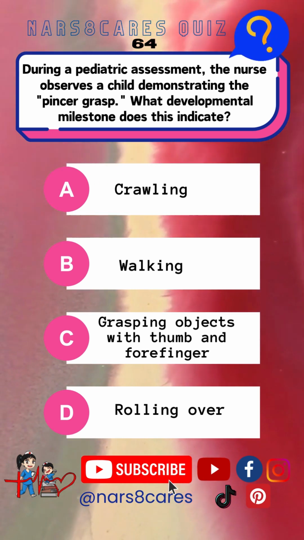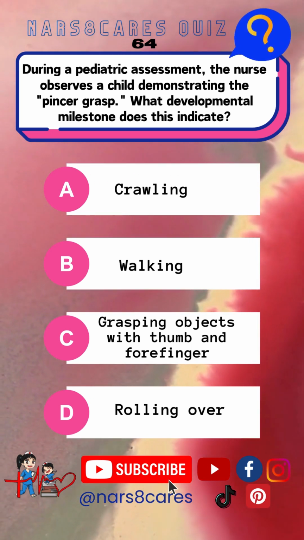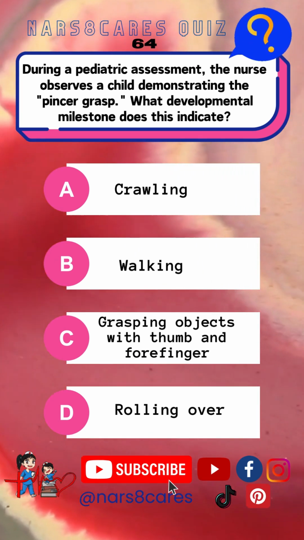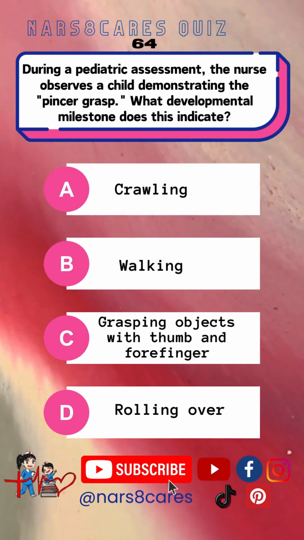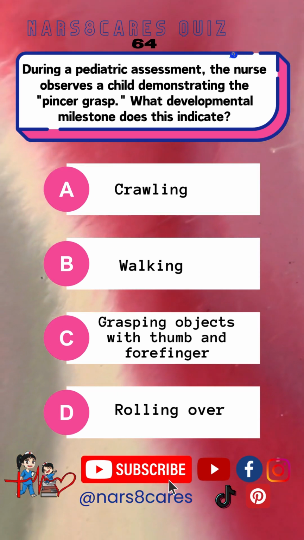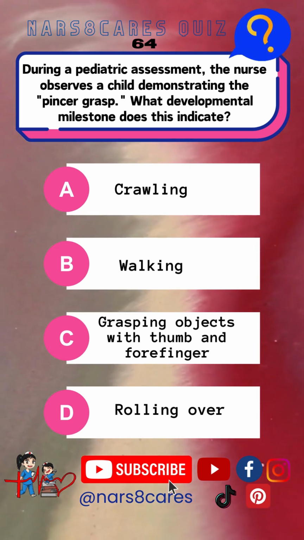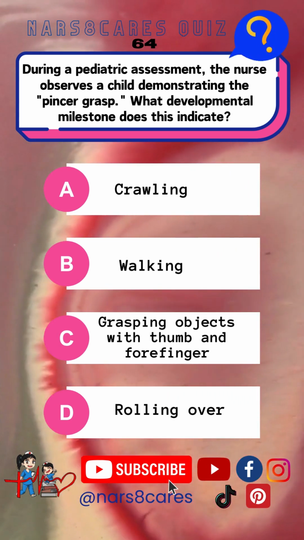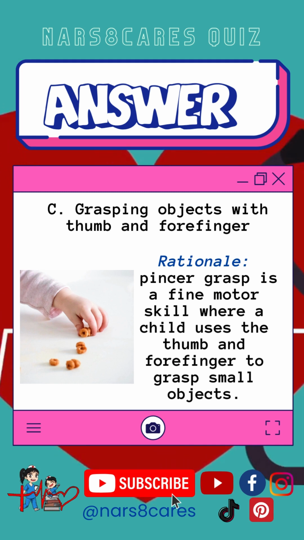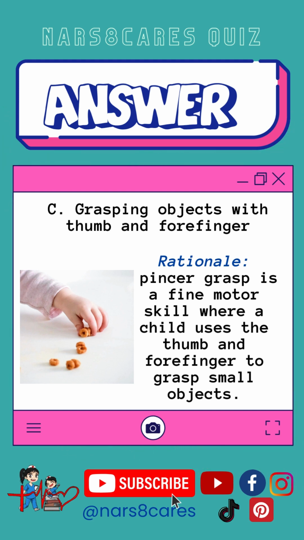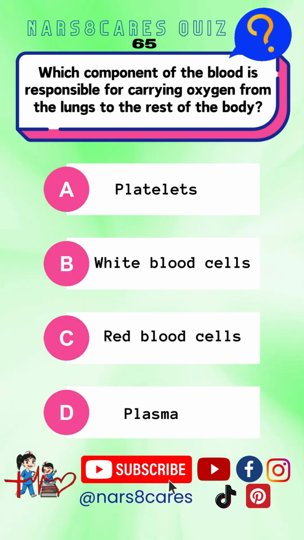64. During a pediatric assessment, the nurse observes a child demonstrating the pincer grasp. What developmental milestone does this indicate? A. Crawling. B. Walking. C. Grasping objects with thumb and forefinger. D. Rolling over. Answer: C. Grasping objects with thumb and forefinger. Rationale: the pincer grasp is a fine motor skill where a child uses the thumb and forefinger to grasp small objects.